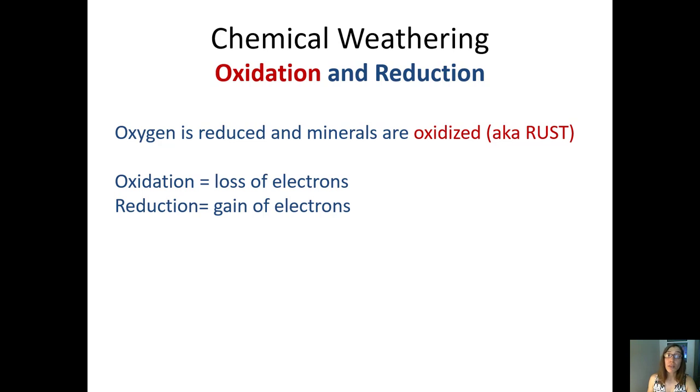Another important chemical weathering reaction is oxidation. In oxidation, an oxygen molecule is reduced and the mineral becomes oxidized, aka it is rusted. So oxidation is defined as a loss of electrons, and reduction is defined as a gain of electrons. So effectively, oxygen is stealing electrons away from the mineral, and that mineral then becomes oxidized.